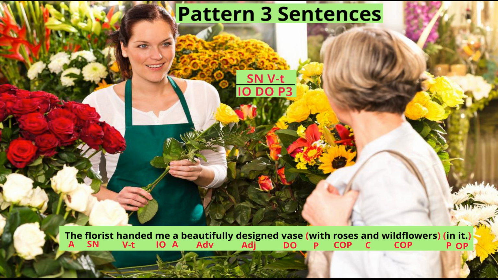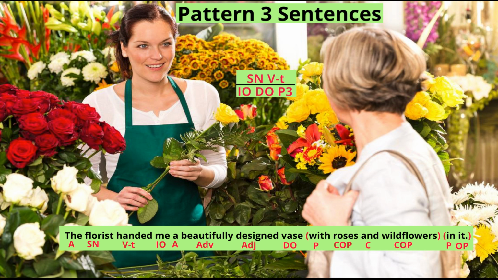I'm going to classify this sentence. The is an article adjective, florist is a subject noun, handed me a beautifully designed vase. Handed is the verb. To identify the direct object, we have learnt in the last video that we should ask the question handed what? Handed vase. So vase is the direct object and obviously handed will become the verb transitive.